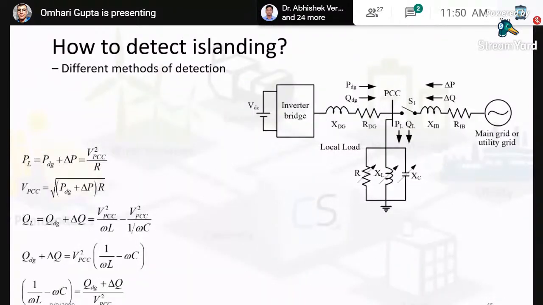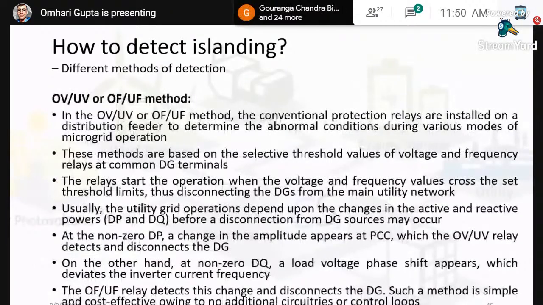Same thing is written here: over voltage, under voltage. The conventional protection relays are installed on a distribution feeder to determine the abnormal condition during various modes of microgrid operation. These methods are based on the selective threshold value of voltage and frequency relays at common DG terminals. Again, at non-zero delta P, a change in the amplitude appears at PCC, which the over voltage under voltage relay detects and disconnects the DG.